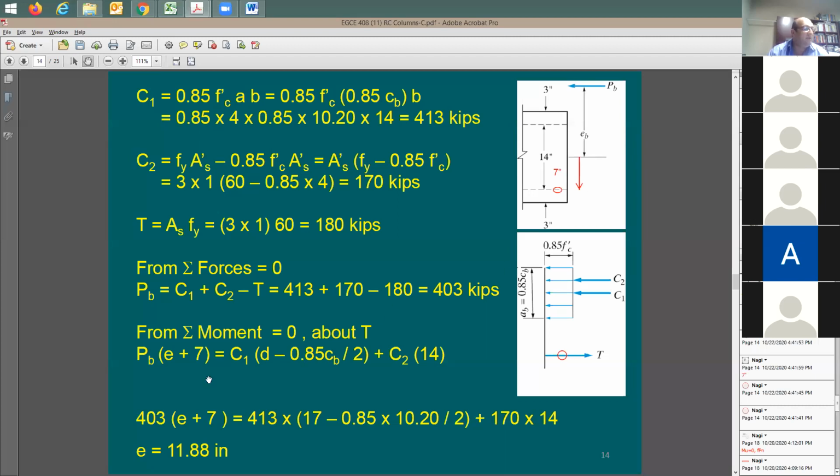Yeah. So it's right here. Look at this. E plus 7 inch multiplied by this P equals C1 times the distance from here to there, which is going to be D minus A over 2, plus C2 multiplied by 14 inch. Where is the 14 inch? Can someone point it to me, please? Where is this 14 inch coming from? From the top and bottom of the rebar. Or you mean the distance between the rebars, from here to there, right? Exactly. Because you take the moment at this point, so you take this C2 multiplied by 14 inch.